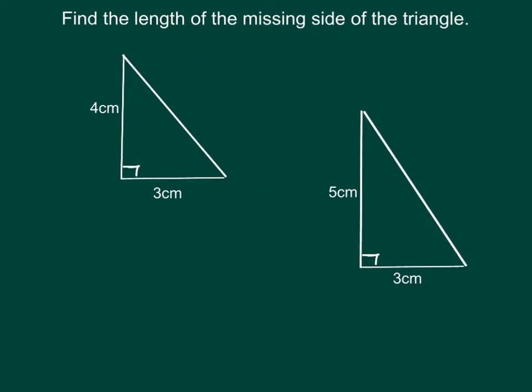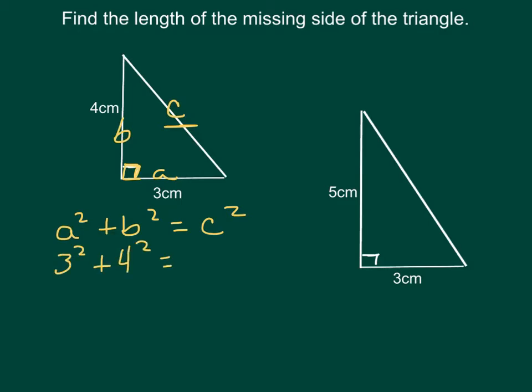You can use the Pythagorean theorem to find the length of a missing side. First write the theorem, A squared plus B squared equals C squared. And half the battle is knowing which ones are A, B, and C. Remember, the legs are attached to the right angle, and those are A and B, and C is the hypotenuse. So in this case, we're looking for C. So we know 3 squared plus 4 squared has to equal C squared in a right triangle.